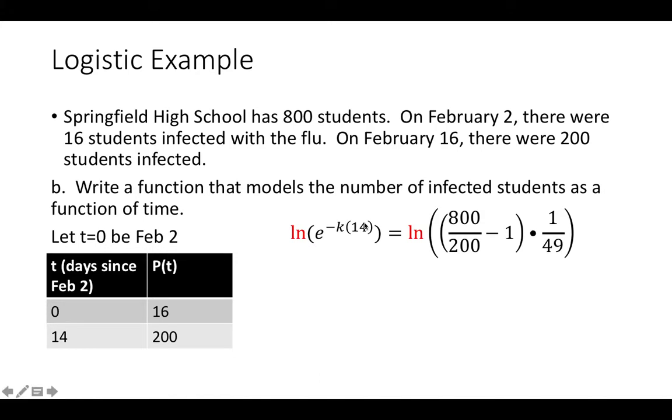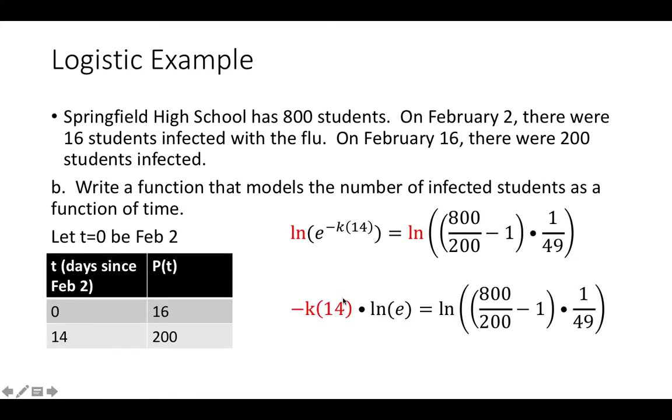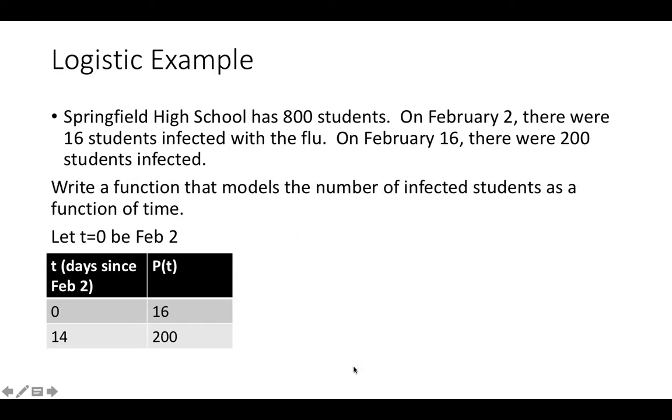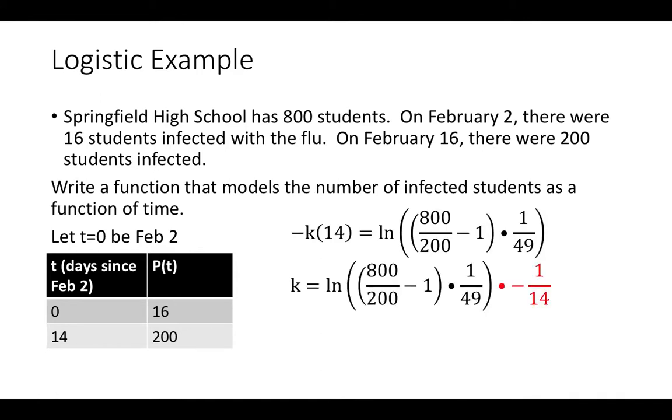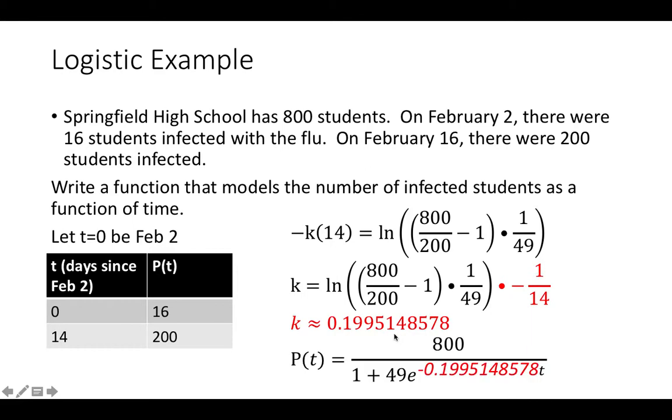And when you take the natural log like that, you can use the power rule of logarithms to pull the exponent down to the front here. And remember, natural log of e is just 1, so in this next line we'll remove it. And finally, in our last step, we multiply both sides by 1 over negative 14, and that gives us a k value of 0.199 here. So our final equation looks like so.